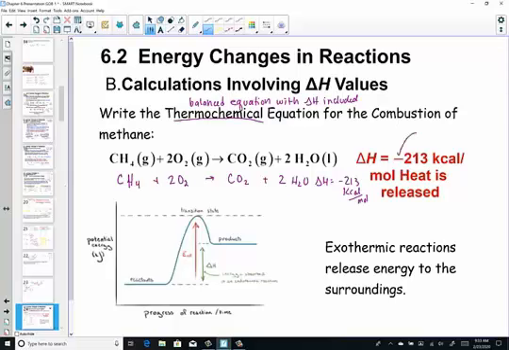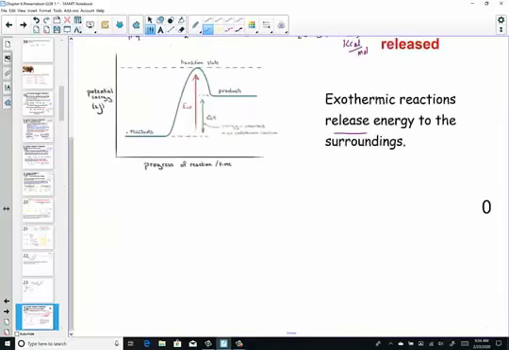Now I want you to notice the negative sign. Negative sign means heat releasing. It's exothermic. Exothermic reactions release energy from the system to the surroundings. Well, this is actually an endothermic graph. The exothermic graph, if I may, just compare the two quickly. Let's do a compare and contrast.